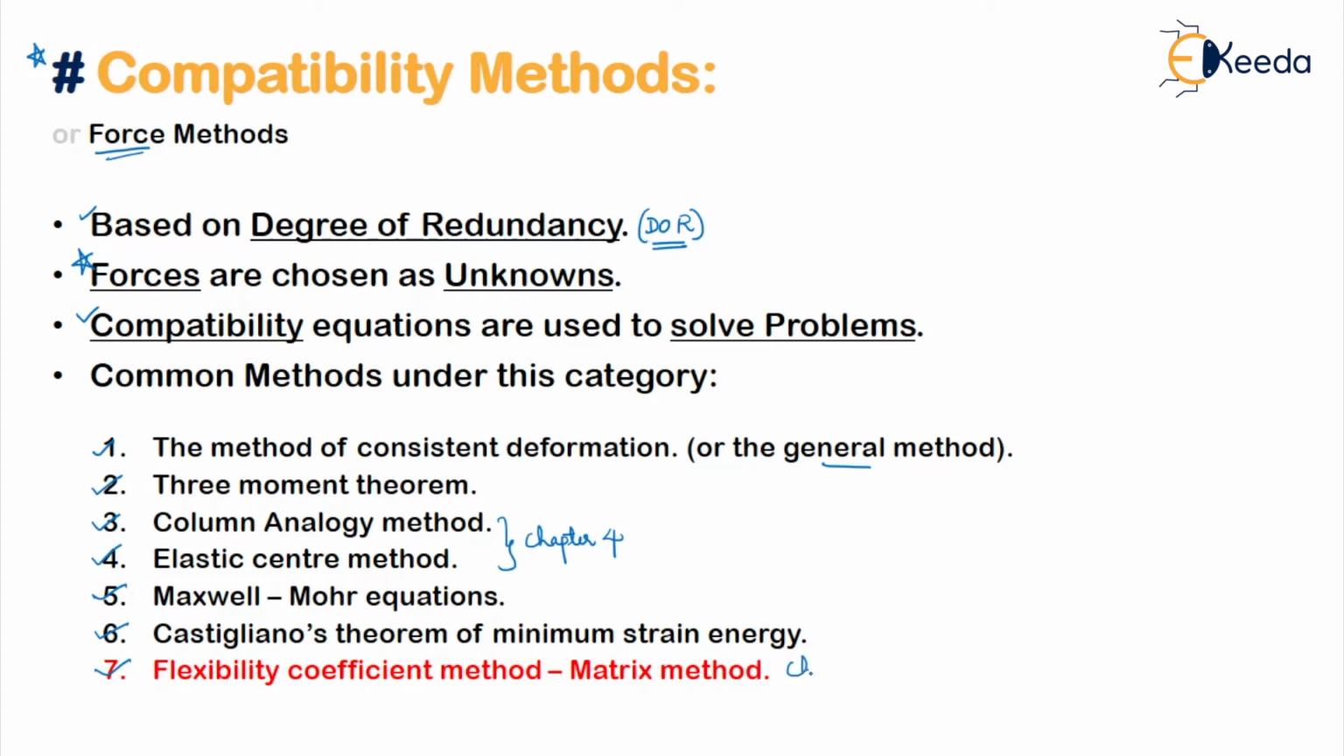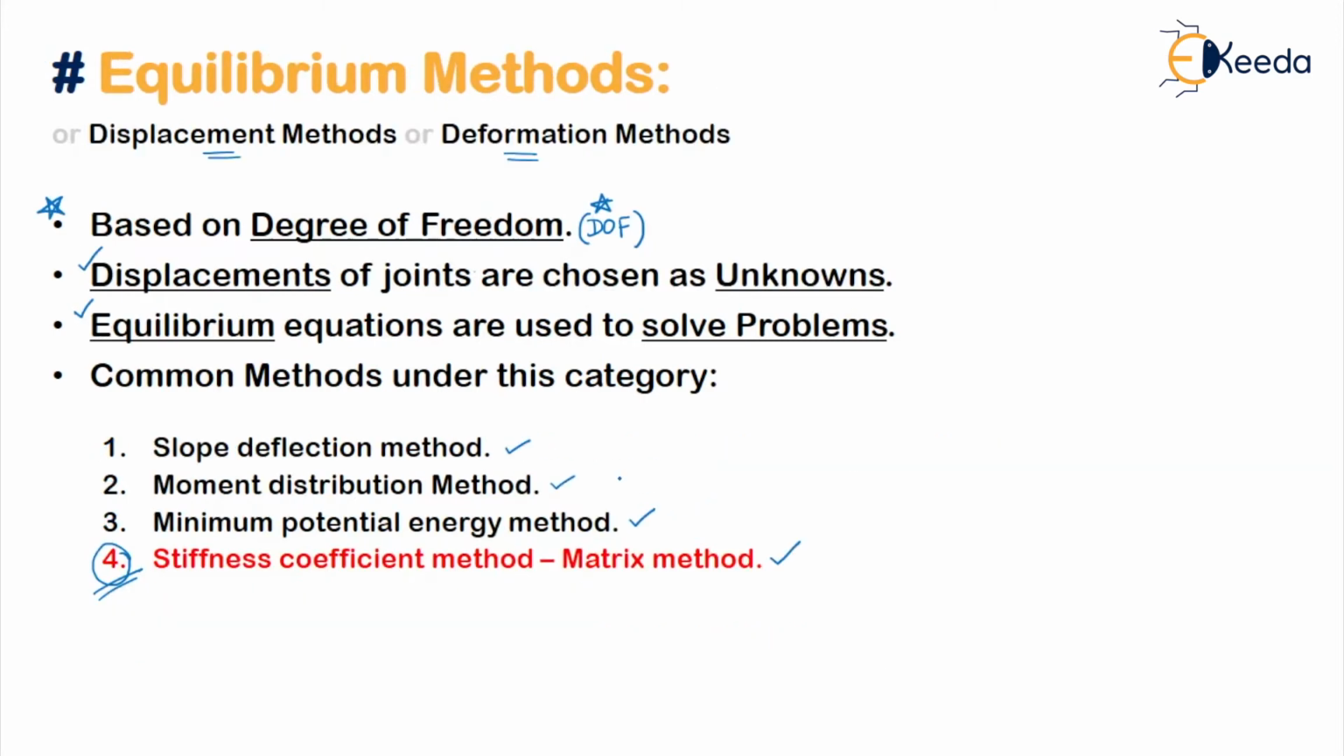This you will be studying in chapter 3 of ASA. This you will be studying in chapter 4 of ASA. Here, this moment distribution method you will be studying in chapter 2 of your subject ASA. Okay, so your chapter 1 will be the stiffness coefficient method, matrix form.